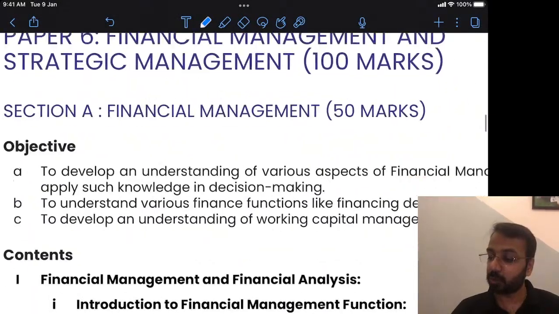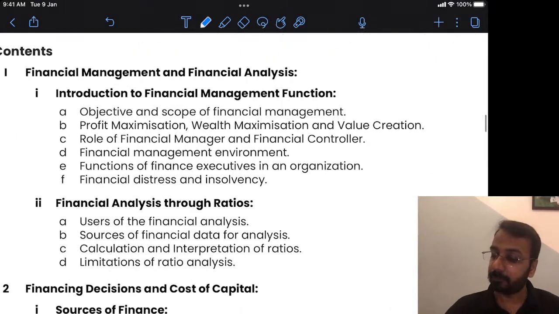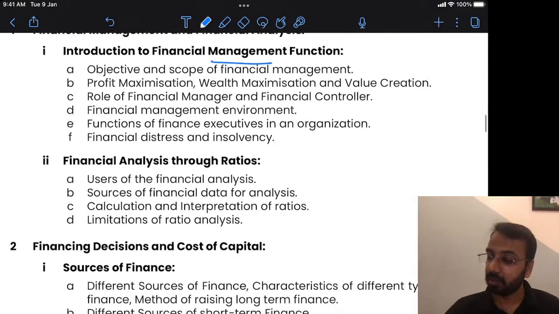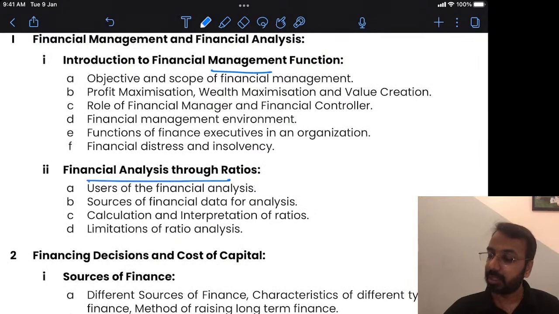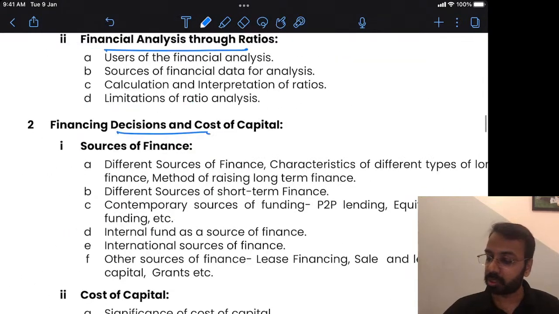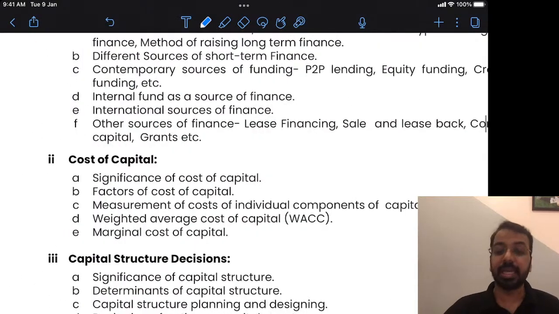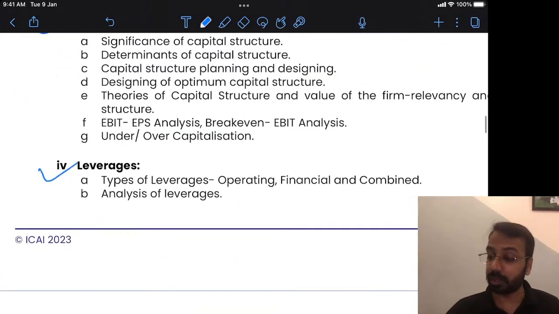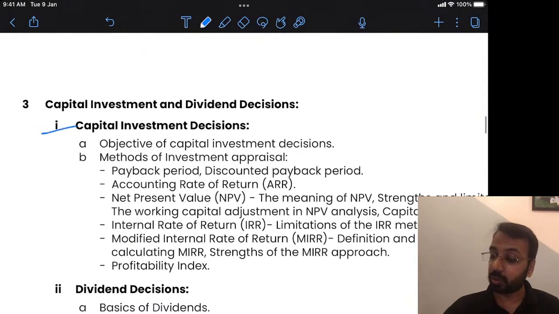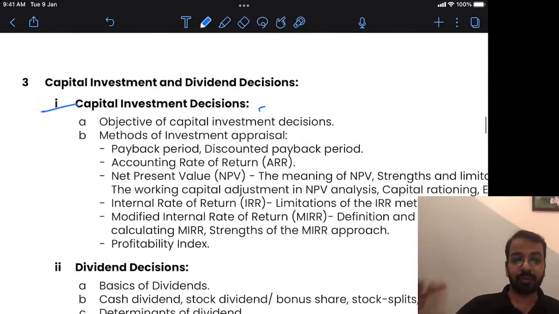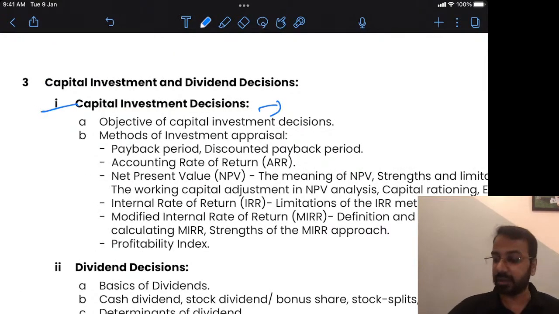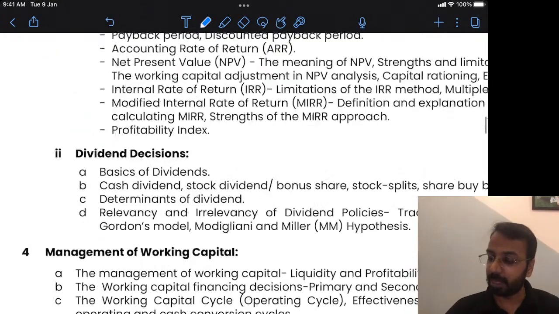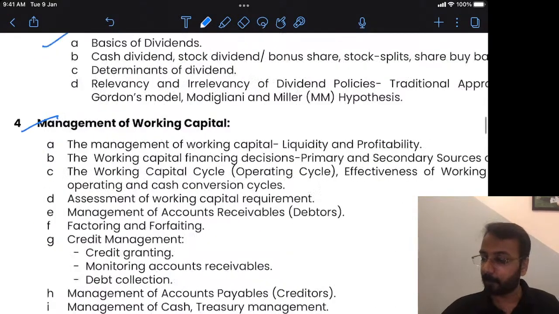Now coming to the last one, financial management: financial analysis, decision and cost of capital. What are the sources of finance, cost of capital? All of these things students already learn as a part of current syllabus. Leverages also there. Investment decisions are there. So there is an additional advanced capital budgeting decisions in CA final. Dividend decisions were there. Management of working capital was there.